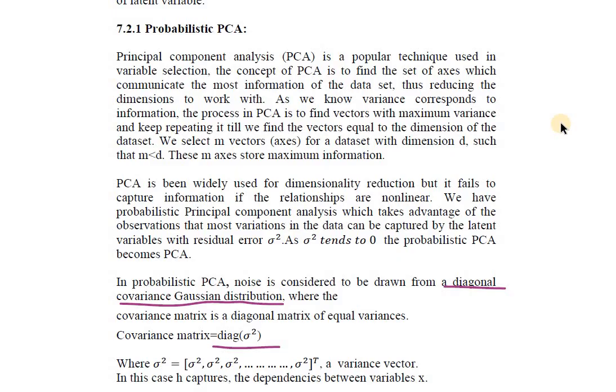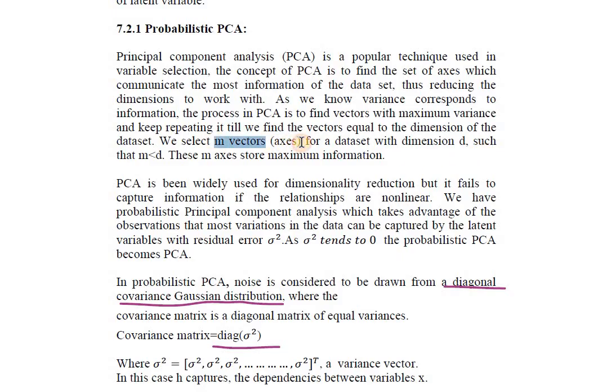Then I will be using Principal Component Analysis. So it allows us to reduce the dimensions to work with. Okay, we all know that variance corresponds to information. So in the process of PCA, हम लोग ऐसे वेक्टर्स चूज करते हैं जो हम लोग को मैक्सिमम वेरिएंस देता है. ओके, एंड देन वी कीप ऑन रिपीटिंग इट टिल वी फाइंड वेक्टर्स इक्वल टू द डायमेंशंस ऑफ द डेटा सेट.